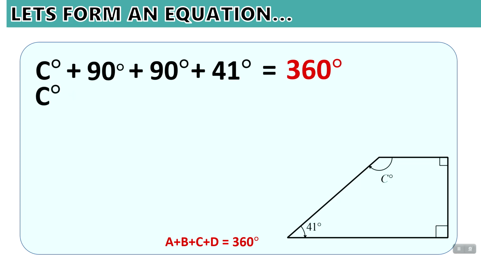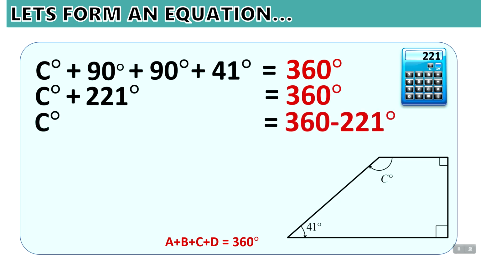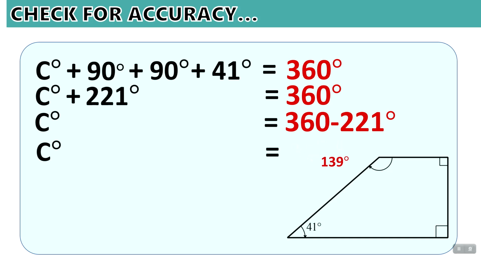So we add up 90 plus 90 plus 41 on the calculator, and it gives us a total of 221. Equals 360 degrees. Now how much is left? Well, we're going to subtract the 221 from the 360, and that is going to give us 139 degrees. So angle C is 139 degrees.